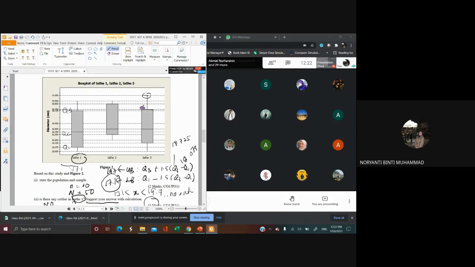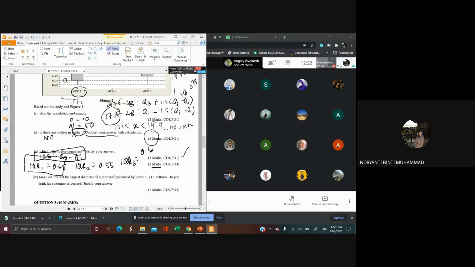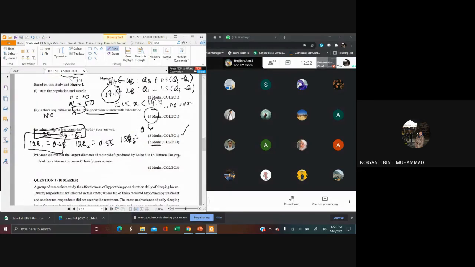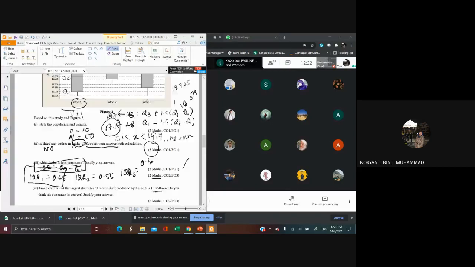18.750 is Q3, the third quartile. Okay, so the largest value actually is 19 millimeter. That's how you answer. First answer, yes or no: wrong. Why? Because Q3 is 18.750. The largest is 19. Okay, based on the box plot.